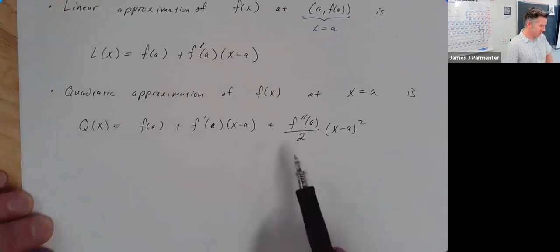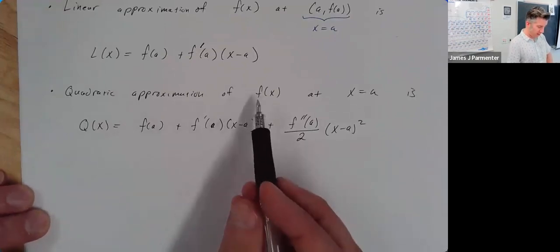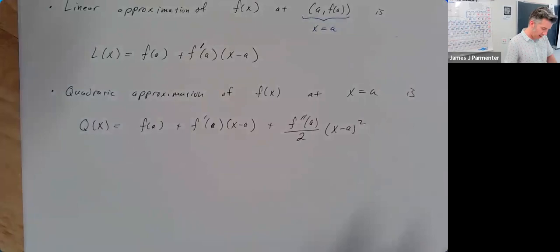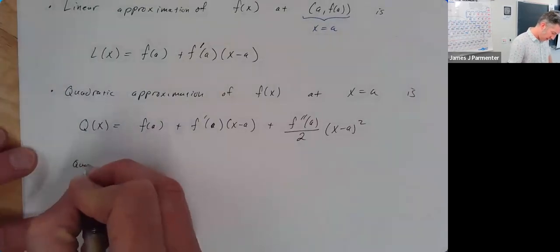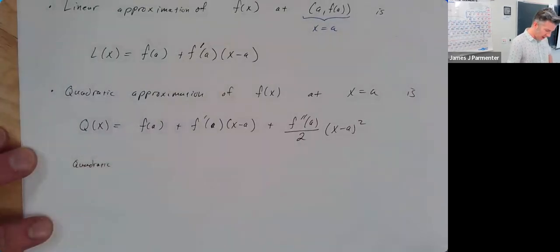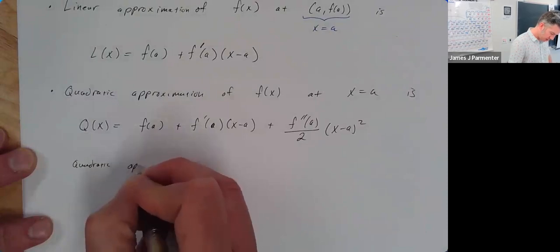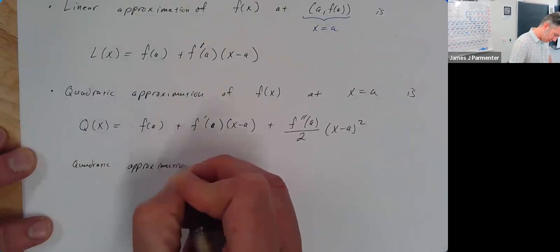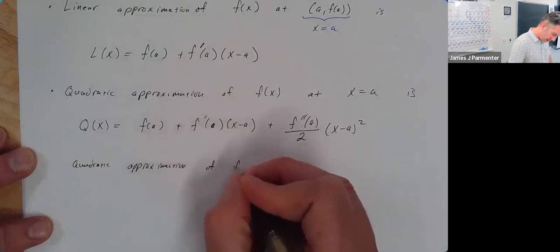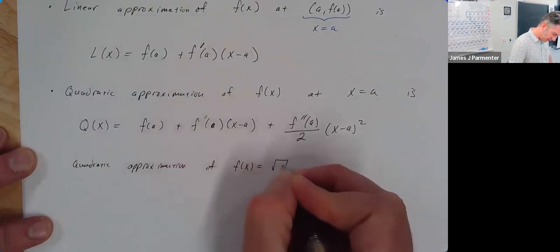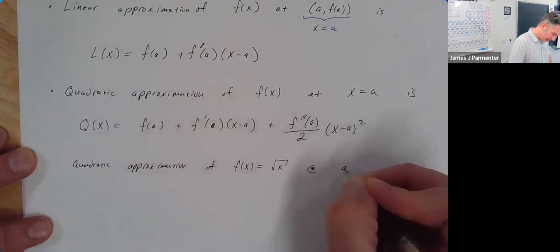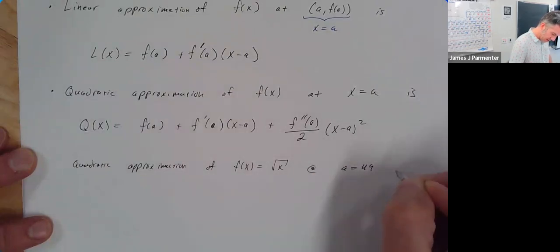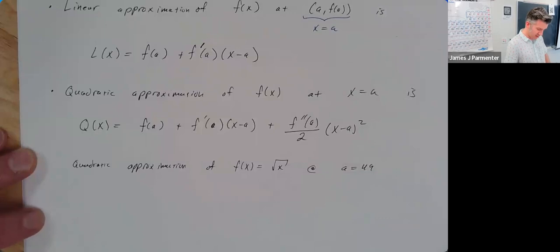We're not going to derive this from those times. So if I wanted to find the quadratic approximation of this previous thing, and it's going to get ugly, approximation of f of x equal to the square root of x at a equal to 49. Well, we already found the first two pieces, right?